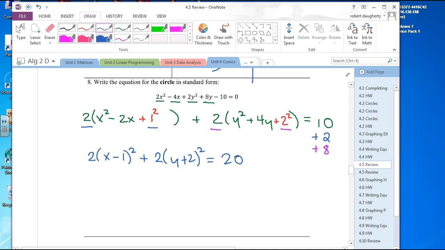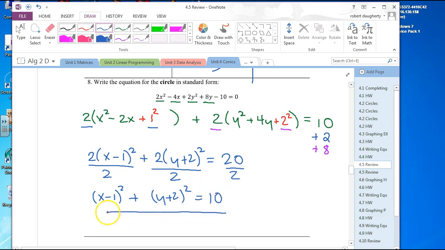It's not quite in the right form, so let's just factor out the 2. We could have done this to start out the problem. If I divide everything by 2, here I get (x minus 1) squared plus (y plus 2) squared equals 10.